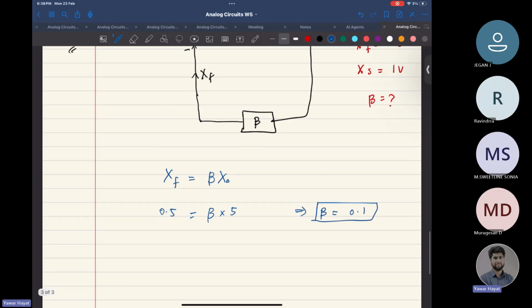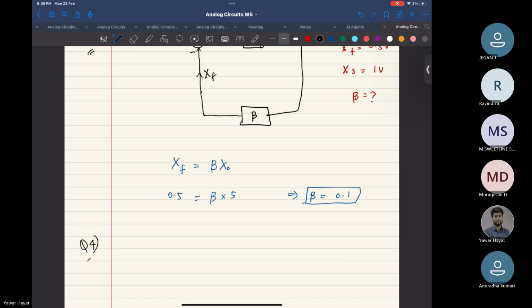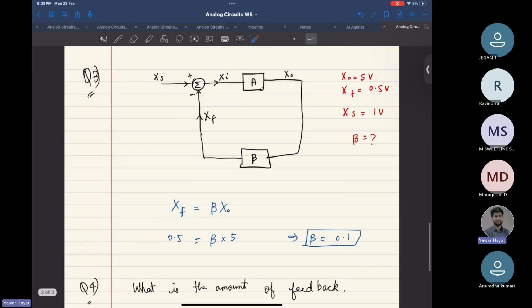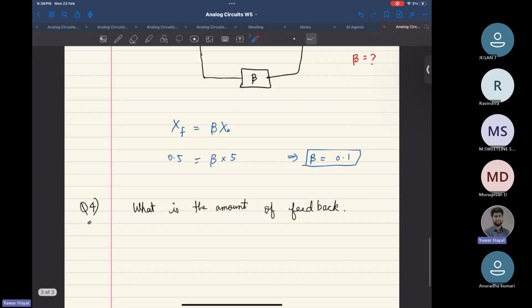Okay, now let's do one thing. For the same question, what is the amount of feedback? You need to find that. Specifications are same, arrangement is also same. All you need to do is find the amount of the feedback. How much is that?